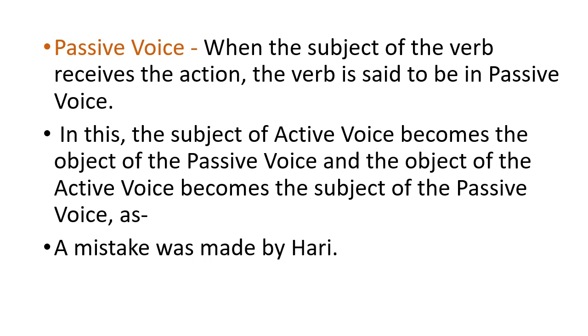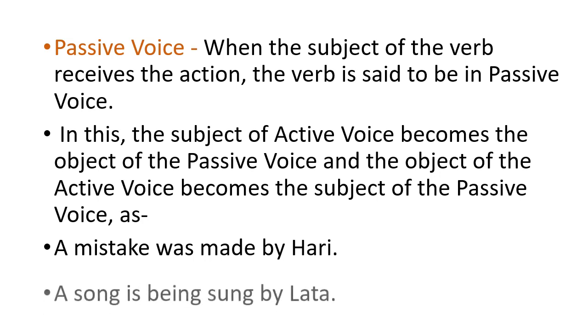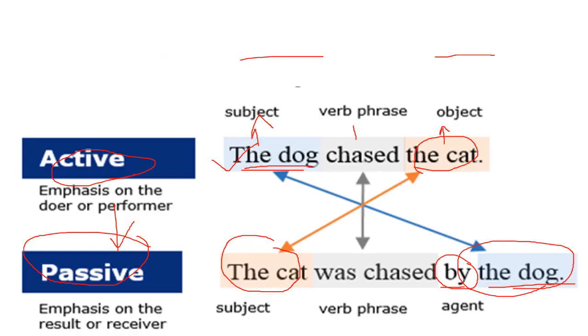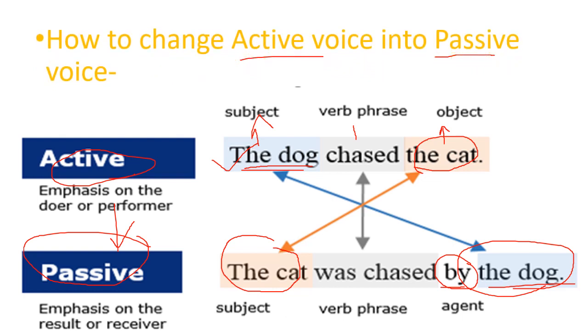If I say Hari made a mistake, and if it is changed into passive voice, it will be like this: a mistake was made by Hari. Similarly, if I say Lata is singing a song, and if it is changed into passive voice, it will be a song is being sung by Lata. Now, how to change active voice into passive voice? Active voice emphasizes the doer or performer, while passive voice emphasizes the result or receiver.